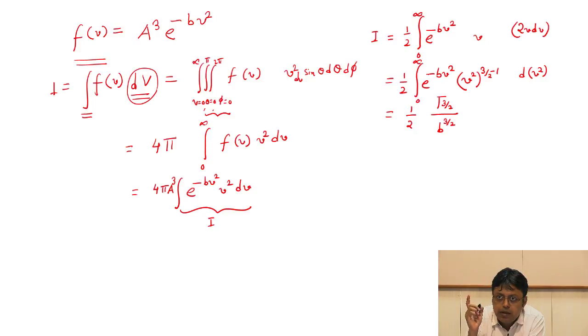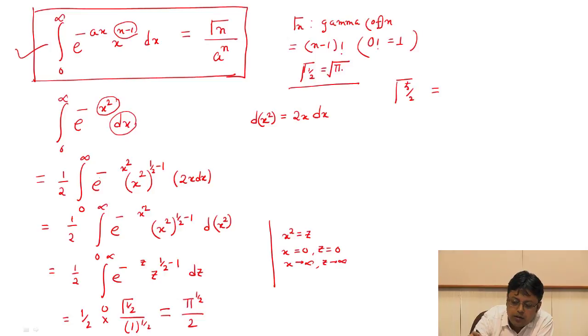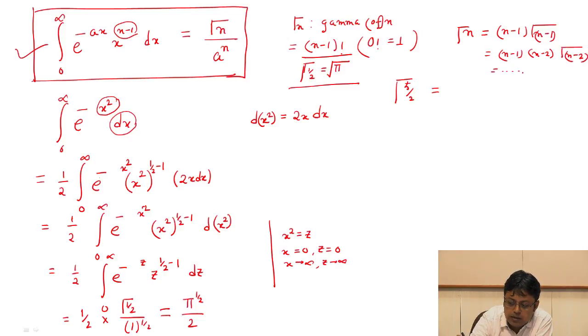Then you can easily see what is gamma 3 by 2. So gamma n is n minus 1 factorial. Here n minus 1 means actually, so let us go once again. Suppose I have gamma 5 by 2. That will mean, I can write gamma n as n minus 1 gamma n minus 1, which is basically n minus 1 into n minus 2 into gamma n minus 2. So we will basically get a series which is nothing but n minus 1 factorial. So that's the same thing we are doing here.